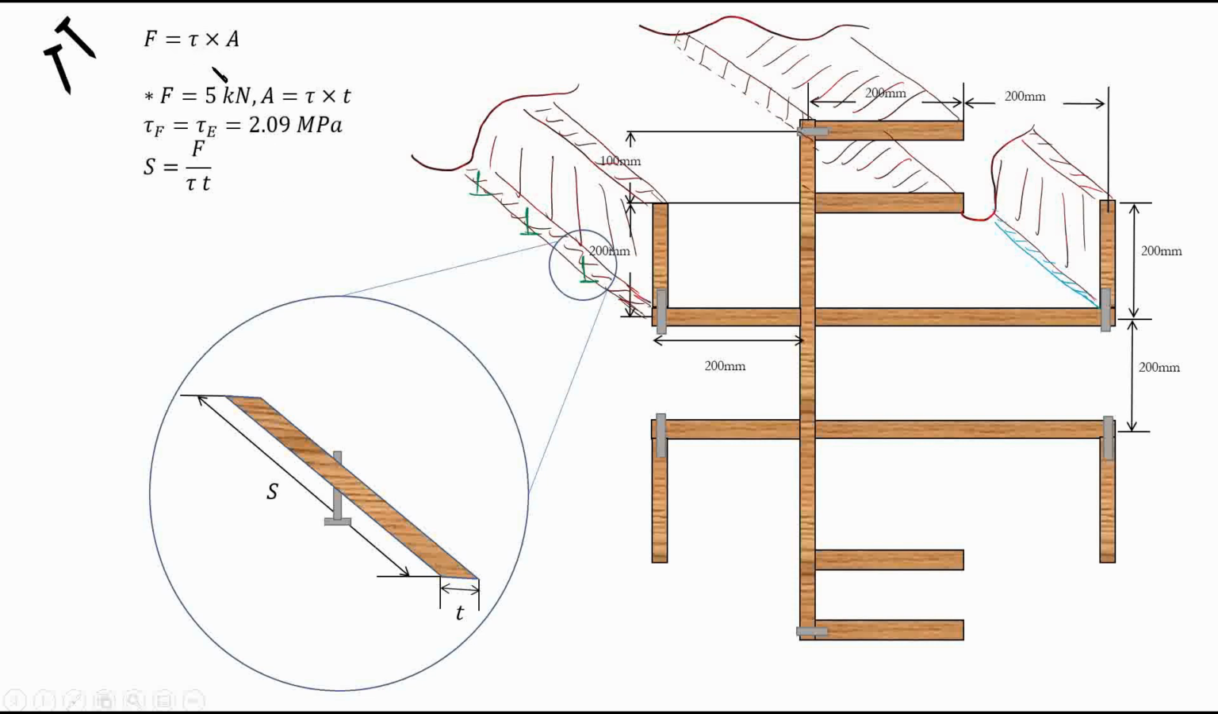So we have again stress multiplied by area. The capacity of the nail is 5 kilonewton. The area is known again, it's tau T, and T is known, 10 millimeter. The stress at this point is what we found before, it was tau F, I think. Tau F and tau E. Tau E was here, tau F was here, and it's 2.09. Again, the same formula: S is equal to F over tau T, so 5,000 Newton over 2.09 multiplied by 10 millimeter. We can basically use 225 millimeter or 200 millimeter center to center for our nail spacing.